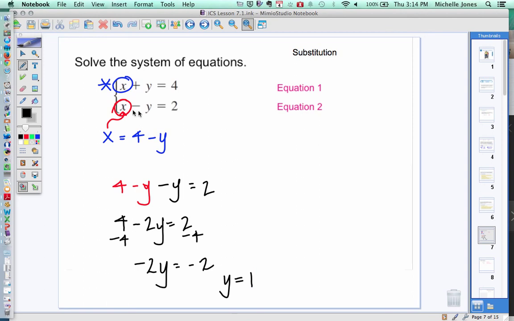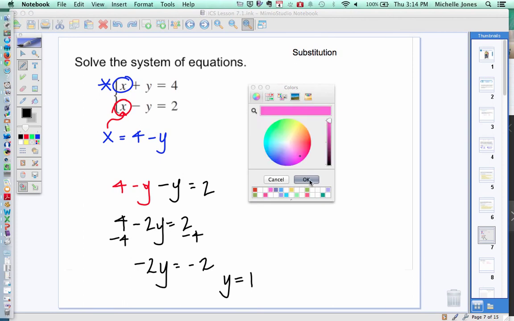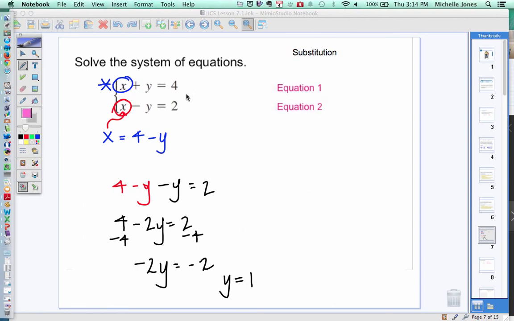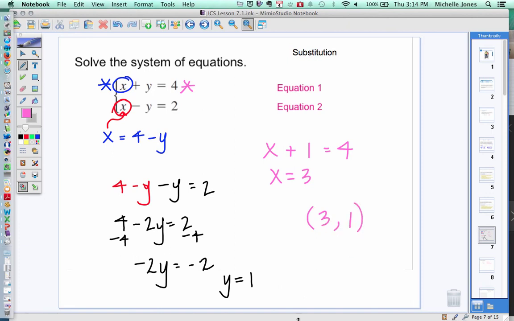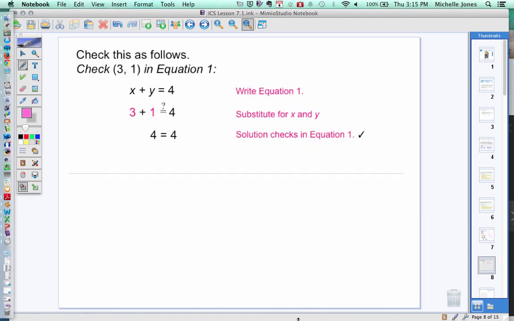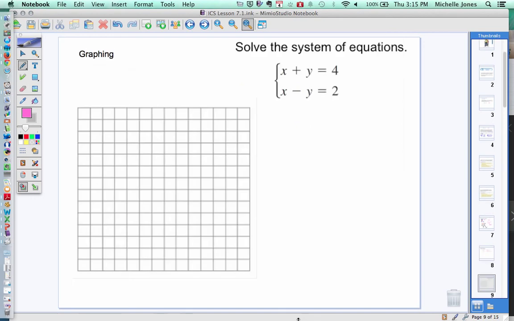Once you have your y value, you can get your x. So let's grab another color. Everyone loves pink. So put the y in your start equation, the one you started off with. So I have x plus y, which I found was 1, equals 4. So solve for x now. Subtract 1 from both sides, so x equals 3. So your solution is the ordered pair 3, 1. So that's how substitution works. Do a quick check, put it in equation 1, 3 plus 1 equals 4. Awesome, it's a solution.